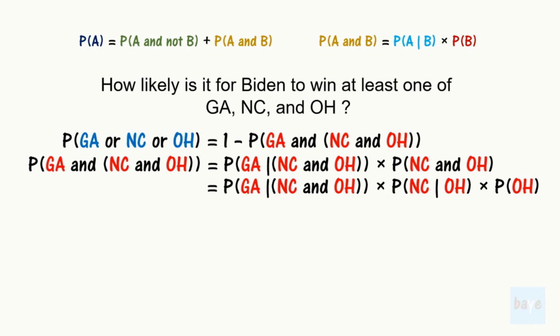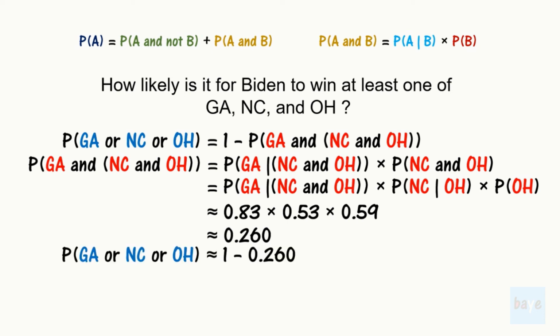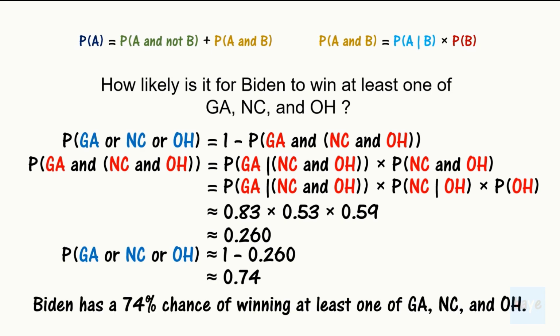There are 5 other ways of carrying this out. All of them give us a very close answer. In this case, it was 0.83 times 0.53 times 0.59. But we're not done yet. To find the probability that Biden wins at least one of these 3 states, we need to do 1 minus. And that is about 0.74. So Biden has a 74% chance of winning at least one of Georgia, North Carolina, and Ohio.